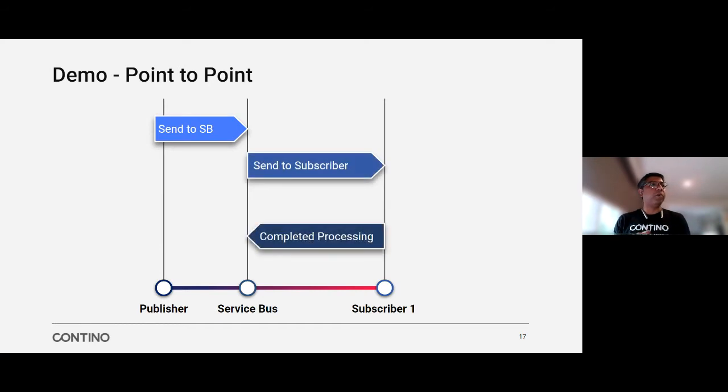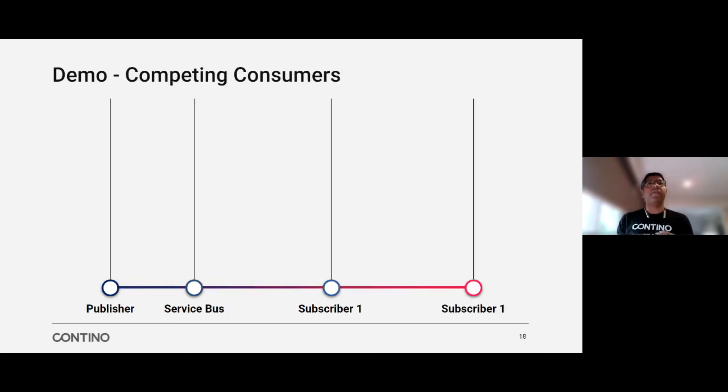The first demo is going to be point-to-point messaging, where you send a message to the queue. The service bus then forwards it to the subscriber. The subscriber lets service bus know it has completed processing. The next one is where we have competing consumers.